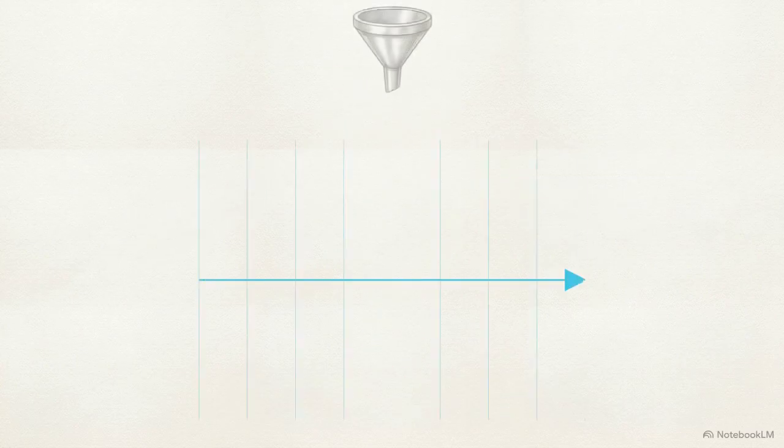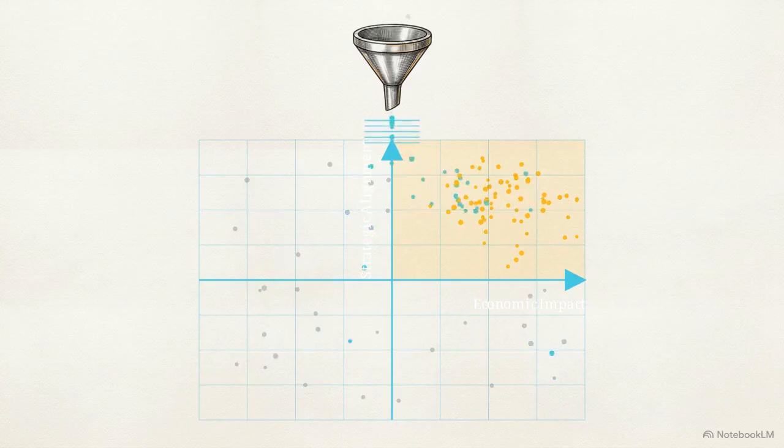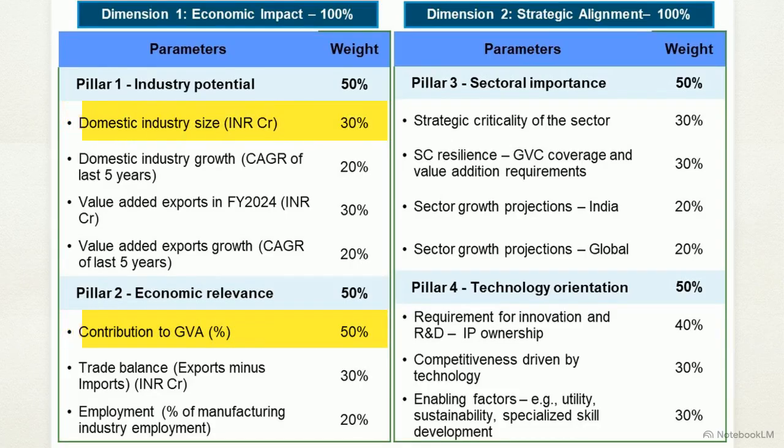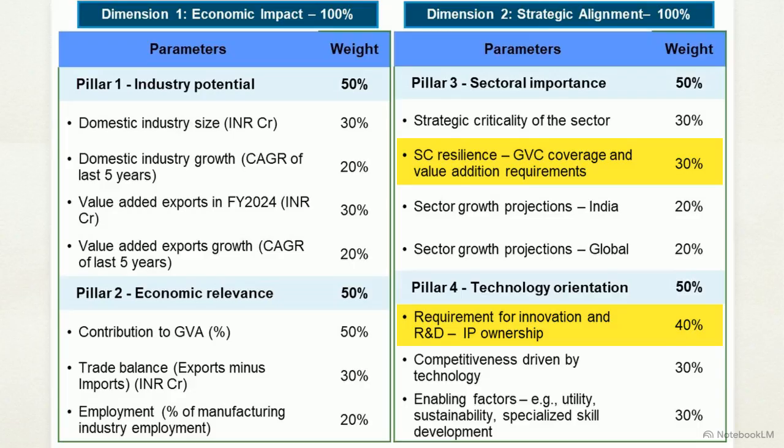That algorithmic filter takes the form of a multi-criteria decision framework, a precise evaluation matrix designed to process the nation's entire industrial base. This framework breaks down into specific parameters. The first dimension calculates economic impact, weighting factors like gross value addition and domestic industry size. The second dimension evaluates strategic alignment, measuring integration into global value chains and capacity for intellectual property ownership.